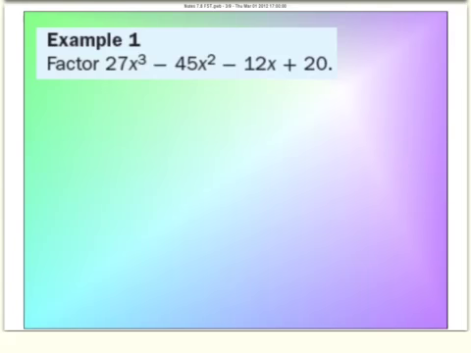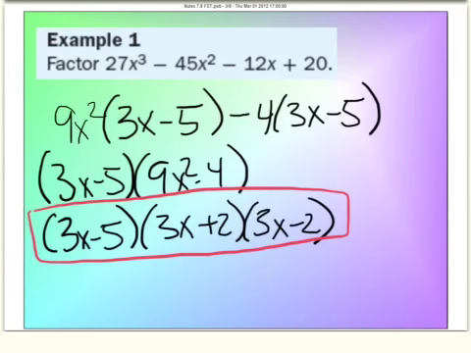So pause the video, give this a try, and then when you're done trying it, restart the video and see if the problem matches exactly what I have done. So good luck, and why don't you pause the video. Now when you fully factor, here's what you're going to get.